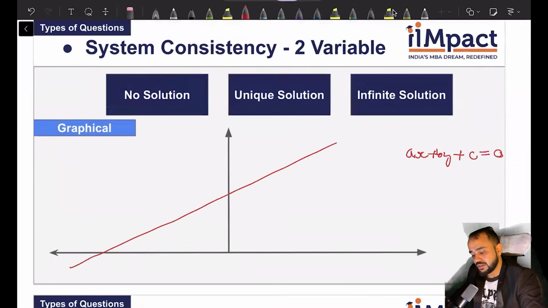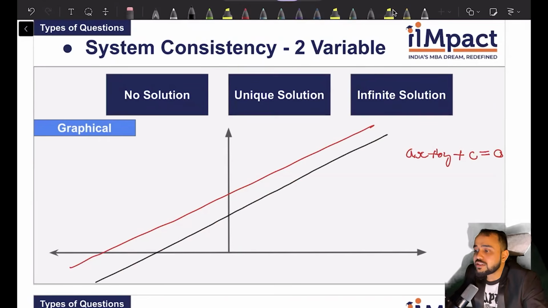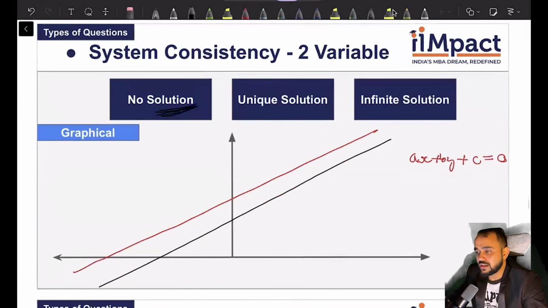Let's say this is your line number 1. If I want to draw another line such that it never intersects this red line, what should that other line be? That other line will have to be parallel to this red line. Because lack of intersection would mean that there is no point where for the same value of x you are getting the same value of y, which means there is no solution. So no solution graphically means that both the lines are parallel.